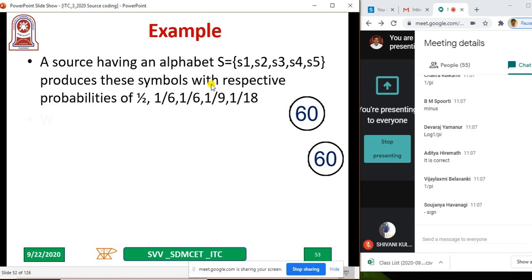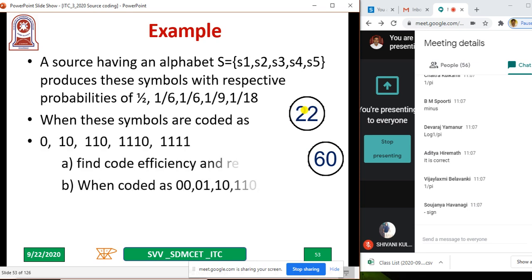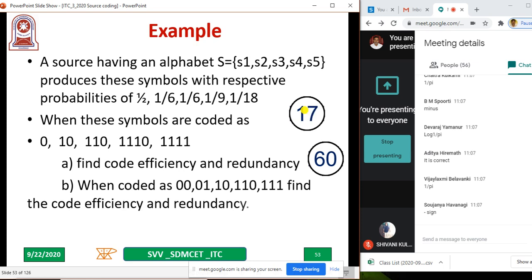Take one example. A source having an alphabet S equal to S1, S2, S3, S4, S5 produces these symbols with the respective probabilities of 1 by 2, 1 by 6, 1 by 6, 1 by 9, 1 by 18. When these symbols are coded as 0, 10, 110, 1110, 1111, find the code efficiency and redundancy.